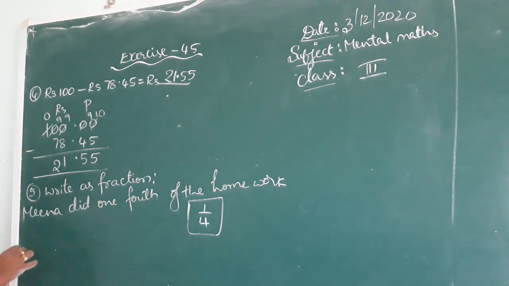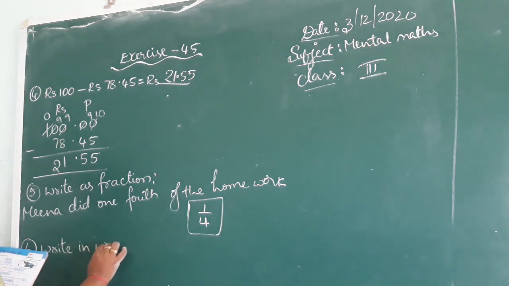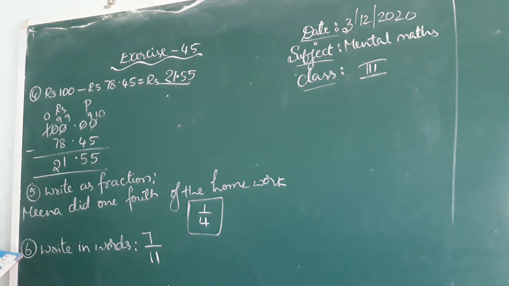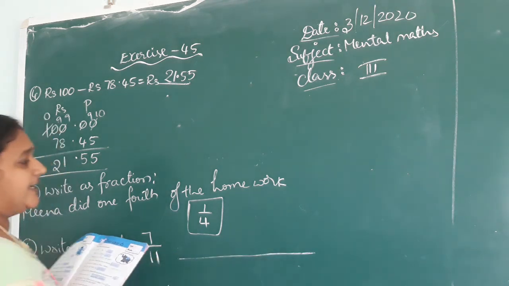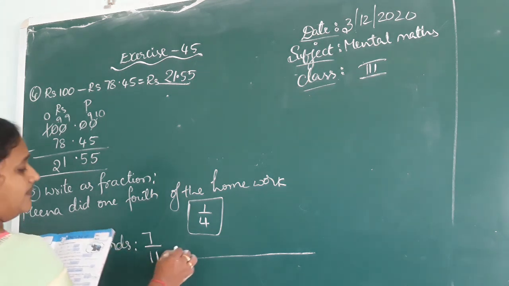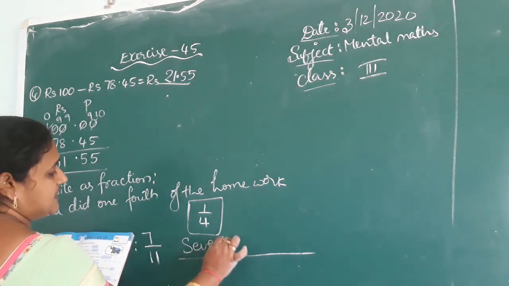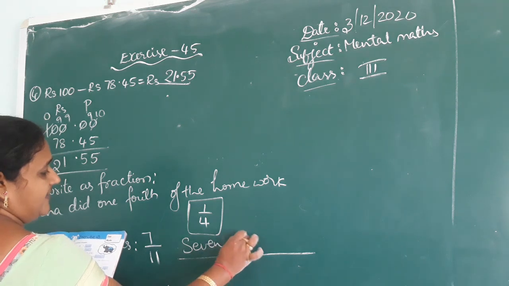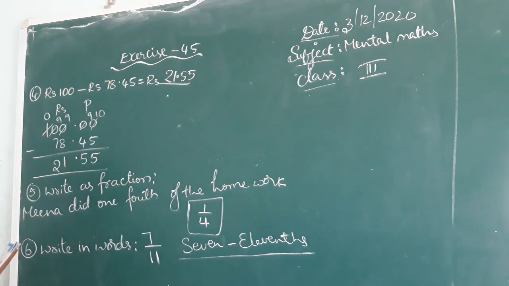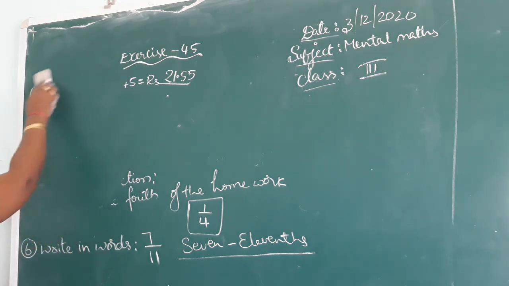Write in words. They have given 7 by 11 and they are asking us to write in words. How will you write? Here 1/4 means 1 by 4, right? 7 by 11 means 7 11ths. You have to add TH S while writing the denominator number. Okay? See the seventh one, children.